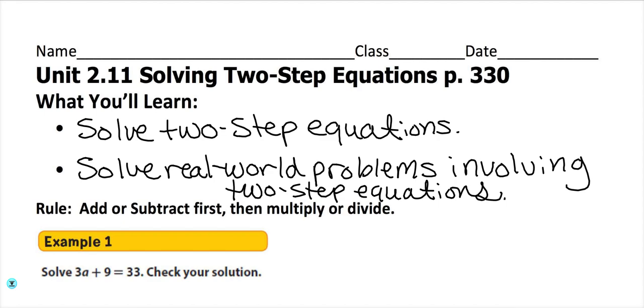All right, so our rule is to add or subtract first and then multiply or divide. Okay, so really what we're doing here is we're doing PEMDAS backwards.